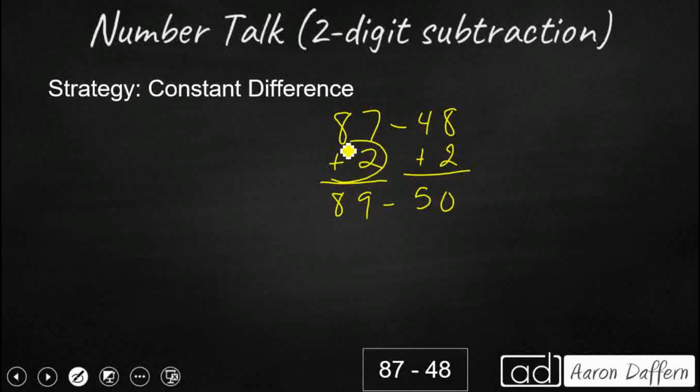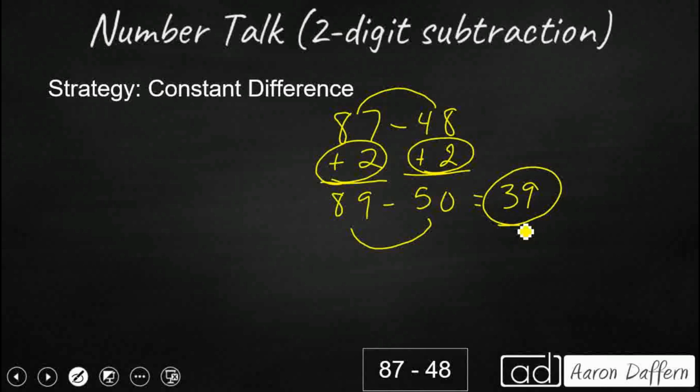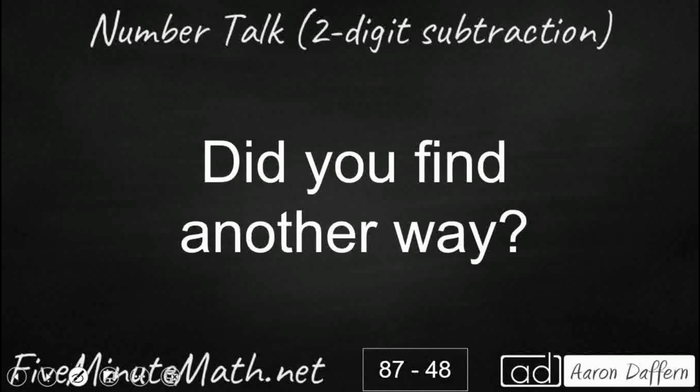But it's a balanced expression, because what I did is I added 2 to both the minuend and the subtrahend, which means the distance apart between 87 and 48 is the same distance apart. It's a constant difference between 89 and 50. But look how much easier that is to subtract. All I need to do is look at the tens place. 8 minus 5 is 3. The ones place is just right there. Same answer, 39. So these are all the different ways I can think of to subtract 87 minus 48.